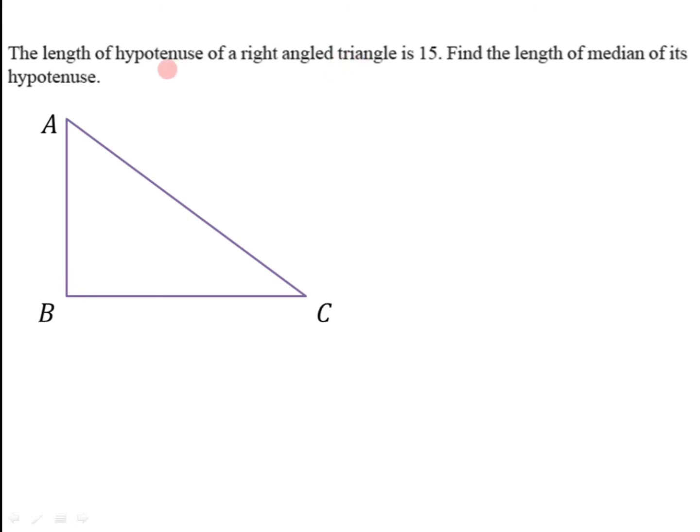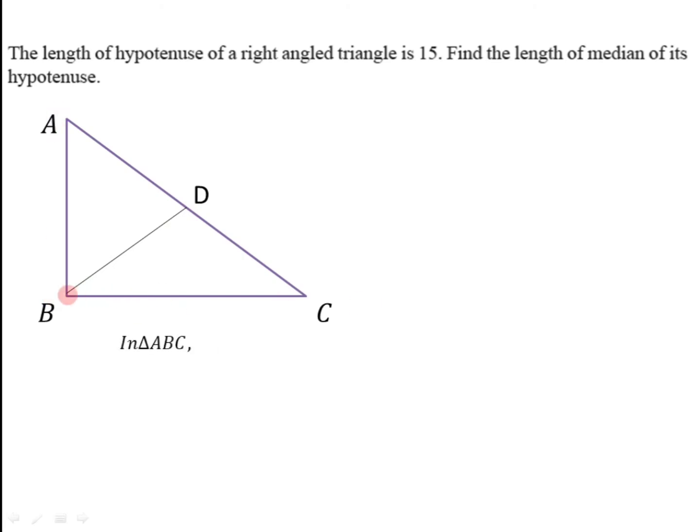Now it is given that the length of the hypotenuse is 15. So in this triangle, if angle ABC is right angle, and side opposite to it, that is AC, is the hypotenuse. Now we have to find the length of median drawn on the hypotenuse. So from vertex B, we have to draw a median. We'll name this median as BD. So we have to find the length of segment BD.